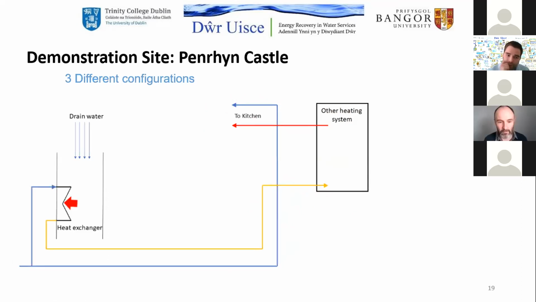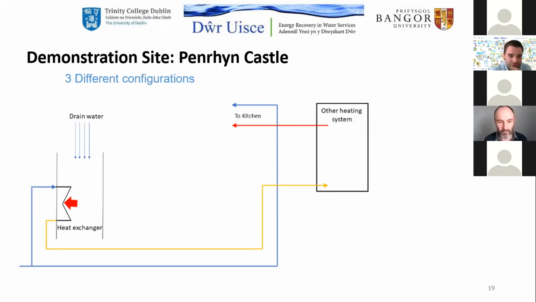The first one is the classical system, where the incoming fresh water is preheated before it goes into the classical heating system. So this heating system here only needs to heat up from 25 to 60 degrees rather than from 10-15, and so reduces the fuel consumption of this heating system.